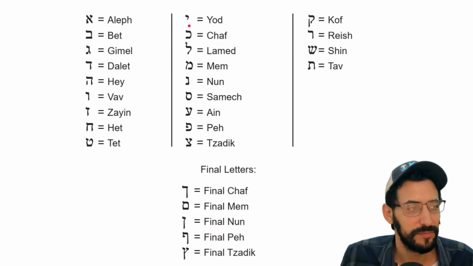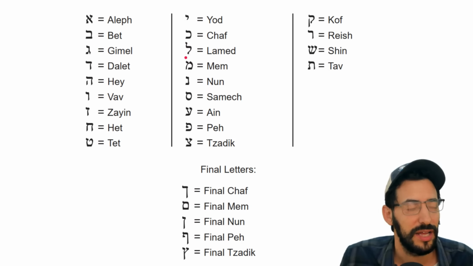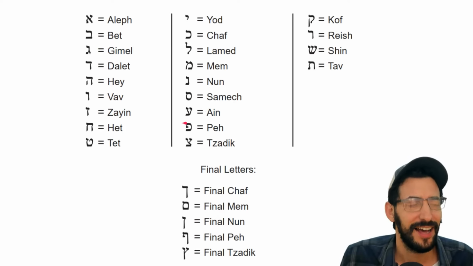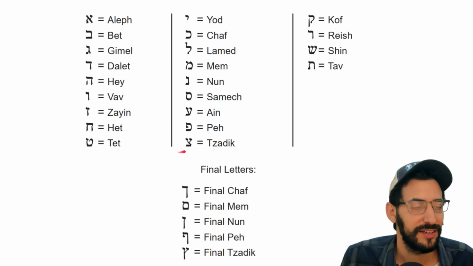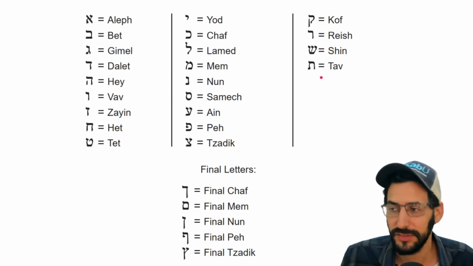Next, tet. Yod. Kaf, or sometimes it's said chaf. So kaf. Lamed. Mem. Nun. Samech. Are you repeating after me? Repeat. Come on, practice. Ein. Pe, or sometimes it's pronounced Pei. Tzadik. Kof. Resh. Shin, and the last letter is Taf, or sometimes pronounced Tav.